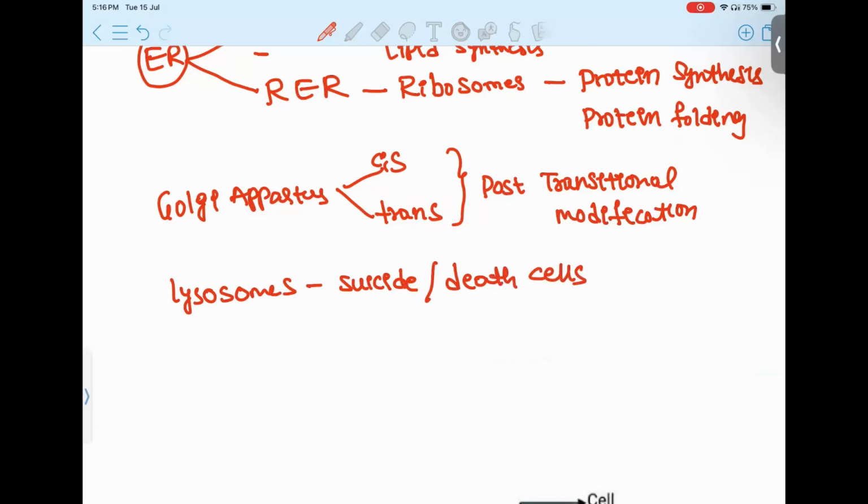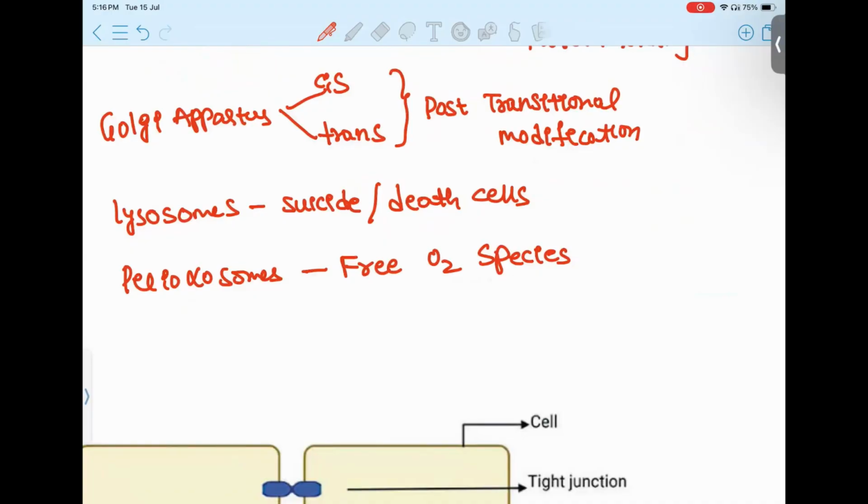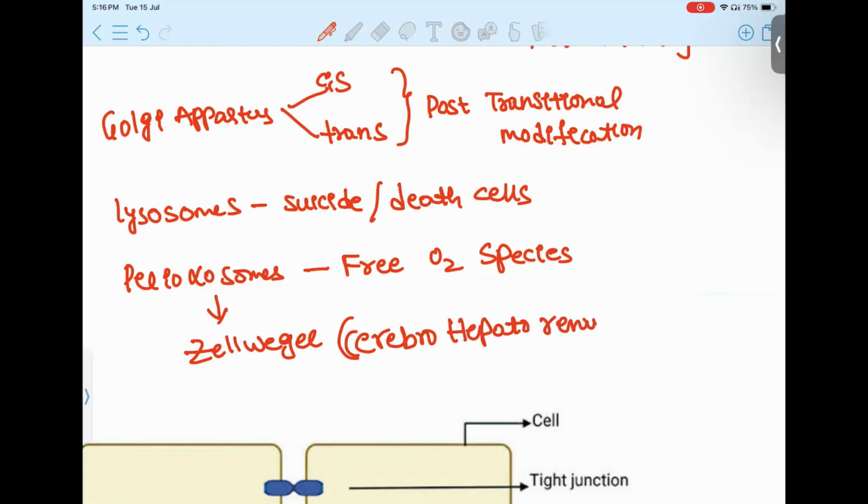And another thing that we also have is your peroxisomes. Peroxisomes will be producing the free oxygen species. The free oxygen species will help the neutrophils kill organisms like bacteria, which will be killed by this free oxygen species or free radical species. But if the peroxisome is deficient, this turns into the disease known as Zellweger disease. This Zellweger syndrome involves the cerebrohepatorenal syndrome, a peroxisomal deficiency.